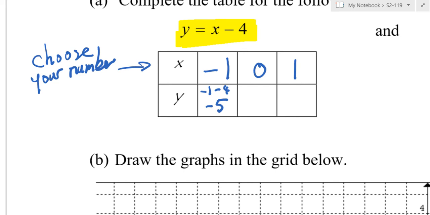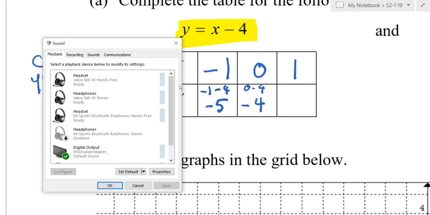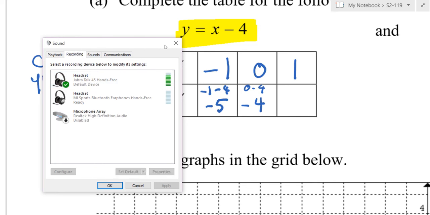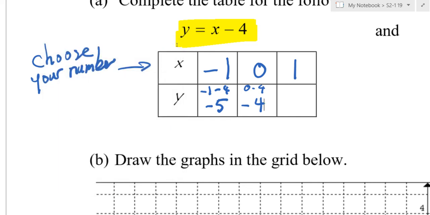Don't move. Orlando, look. 0, cut and paste inside the x. x equals 0. 0, paste inside the x. So y equals 0 minus 4. 0 minus 4. So what is it equal to? Use your calculator, Lane. What is it equal to? Oh good, negative 4. Do you get negative 4?